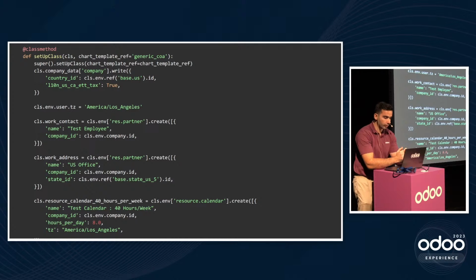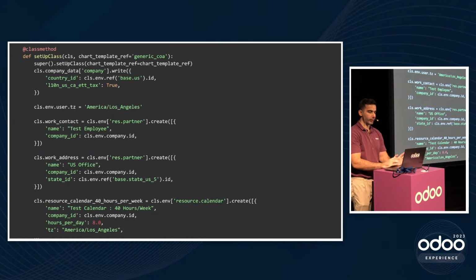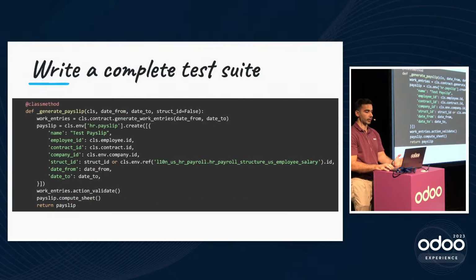Okay, here you see that we work on a new company on which we load the US chart of account. You also see that we change the time zone of the current user. Time zone issues are one of the most complex issues to fix on a real database. So I'm sure you would like to spot the possible issues that could come related to that, right? Then we define a work address in California and then a calendar that we use on the employee contract.